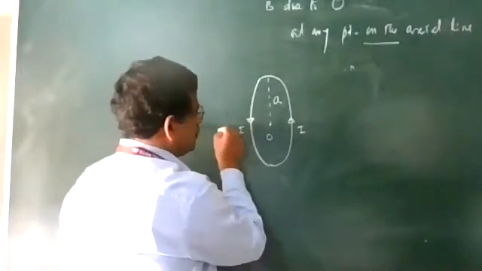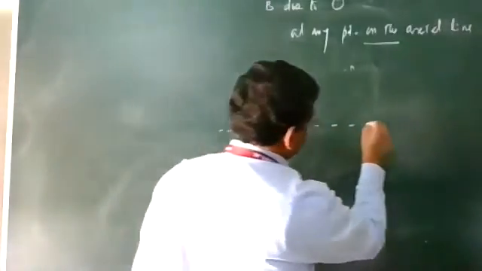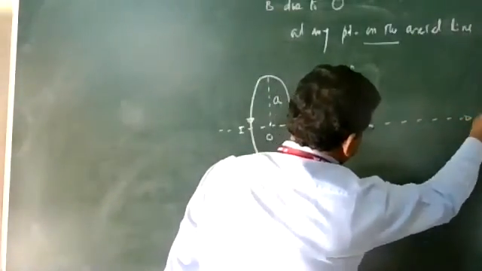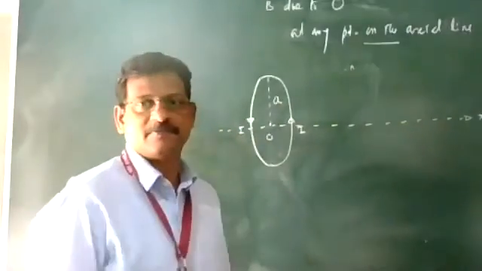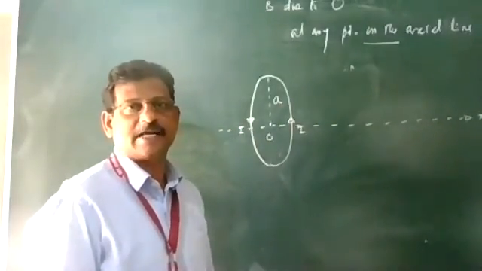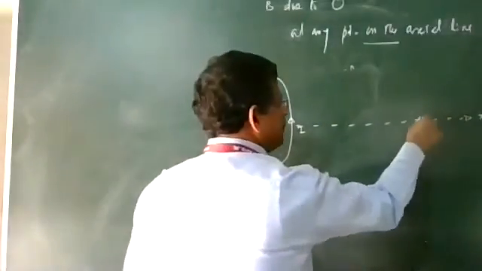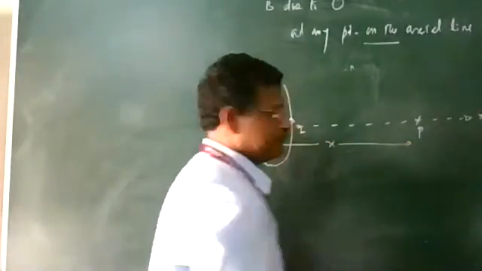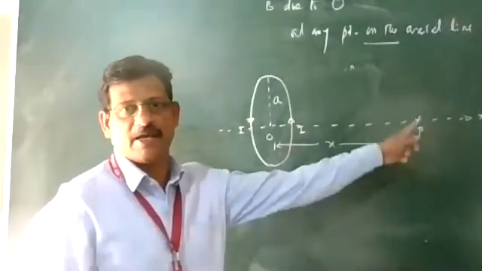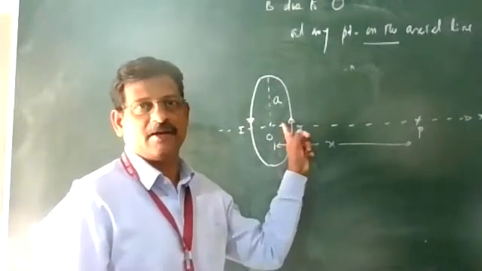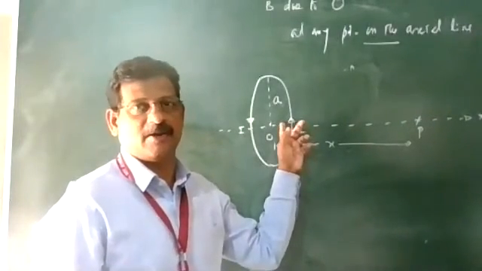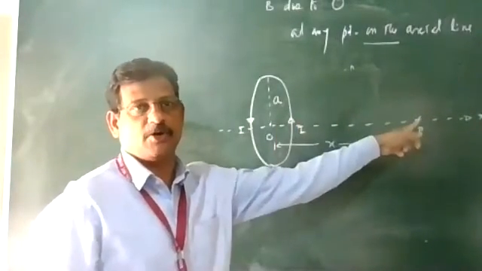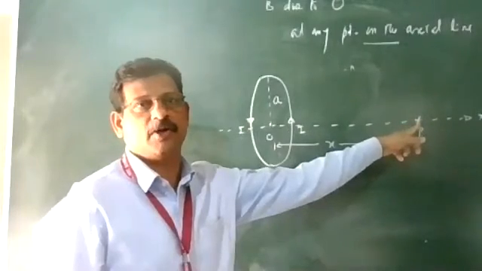This is the axial line. This is the axis. The axis is lying in the plane of the paper, say it is the x-axis. On this axial line, take a point P at a distance say x from the center. You have to find magnetic field at the point P. How to find out magnetic field at this point?